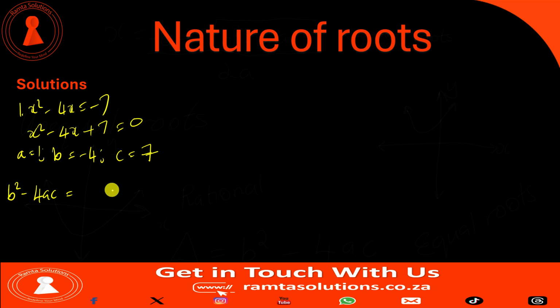So what is the value of b? The value of b is negative 4 squared, in a bracket. Do you see what I have done here, guys? I put it in a bracket. Negative 4 squared minus 4. What is the value of a? Its coefficient, you can see it's the coefficient of x squared. It's 1. What is the value of c? It's positive 7. So what is this?